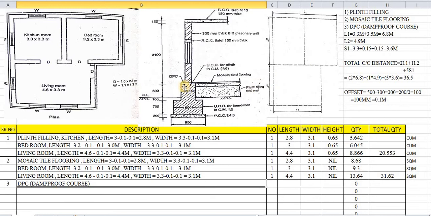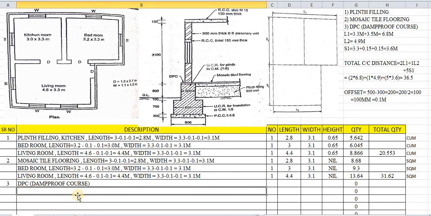Because DPC is laid below walls. That means wherever a wall is provided, along all the peripheries, that means along all the center lines, we are providing the DPC layer. Therefore this long wall short wall method, or L1, L2 and S1, will be used in order to find out the quantity of DPC, because the DPC will be laid where the UCR will be laid, above where the wall will be laid.